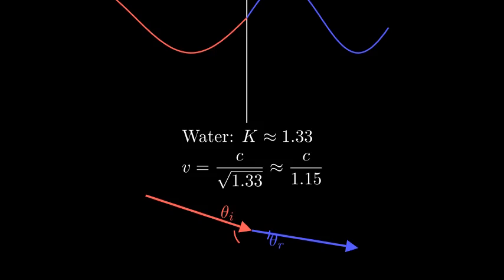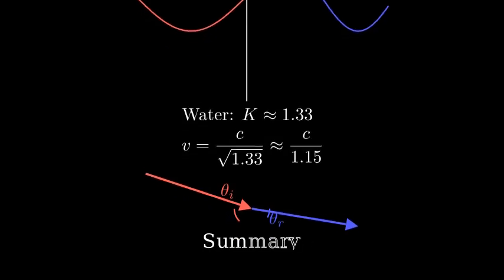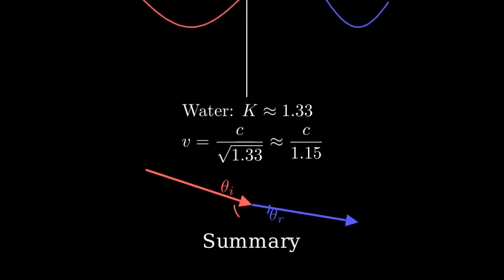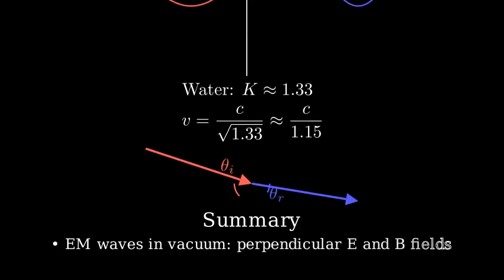This change in speed causes important phenomena like refraction, where the direction of the wave changes as it crosses the boundary between media. Let's summarize what we've learned about electromagnetic waves. In vacuum, electromagnetic waves propagate at the speed of light c, with the electric and magnetic fields perpendicular to each other and to the direction of propagation.